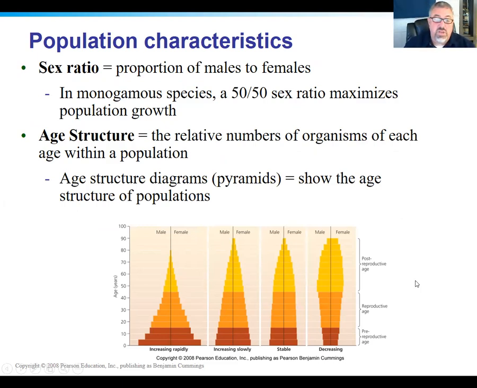If we look at humans, right, where are we at? I would say, depending on our population and their different countries, do we have an aging population? Do we have a real young population? And so I would say an increasing rapidly we would see in a third world country, and then in a country that's a developed nation, probably see more of this decreasing age structure.